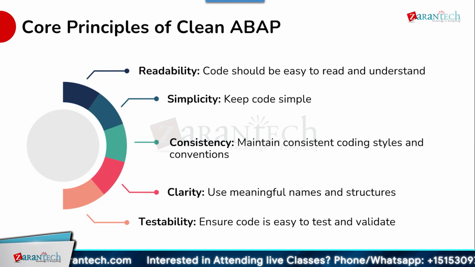Consistency is also one of the crucial things. Following uniform coding conventions helps maintain a predictable structure, making it easier for others to jump in. Then we have clarity. Use meaningful names for variables and functions. Instead of X or temp, try using names like customer age or order date to add instant understanding. And finally, testability. The code should be easy to test and validate. So design functions and methods that can be checked in isolation for fewer errors and cleaner outputs.